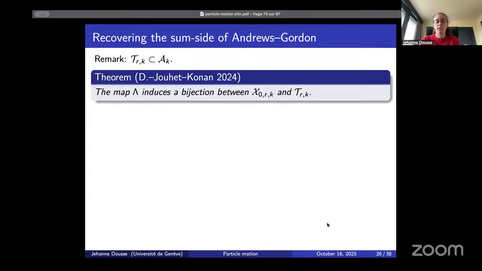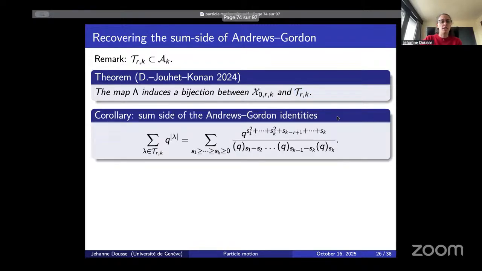Then what we showed with Frédéric Jouet and Isaac Conan was that the map lambda induces a bijection between X_{0,r,k}, so one of those subsets that I just defined with some particular value of i, is in bijection with T_{r,k}, that was exactly the partitions in Andrews-Gordon. So that proves via this bijection of particle motion that indeed this series is a generating function for the frequency conditions of the Andrews-Gordon identities.